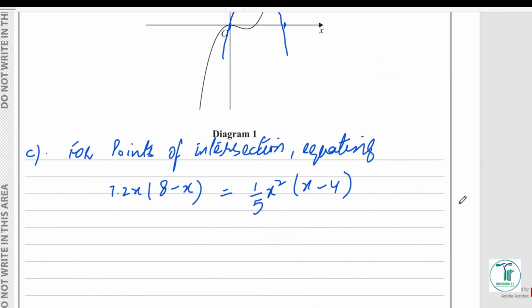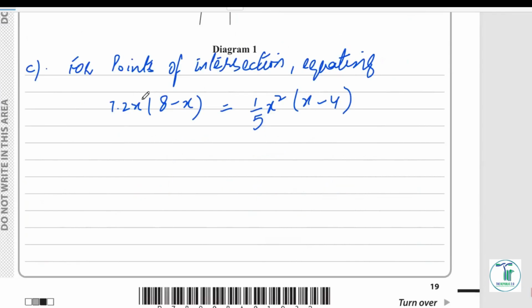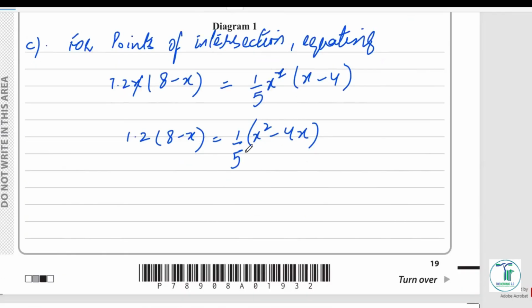So now what we can do, first of all, we can simply cancel out this x with this x, right? This x has to be 0. Then we have got 1.2 times (8 minus x) is equal to 1 by 5 times (x squared minus 4x). Now I'm going to cross multiply these things, right? 5 times 1.2 should be 6. 6 times (8 minus x) is equal to x squared minus 4x. 6 times 8 has to be 48, and 6 times x is 6x, so 48 minus 6x is equal to x squared minus 4x.